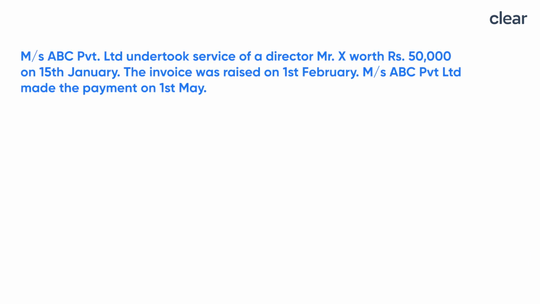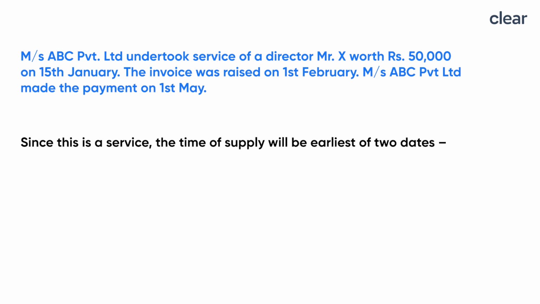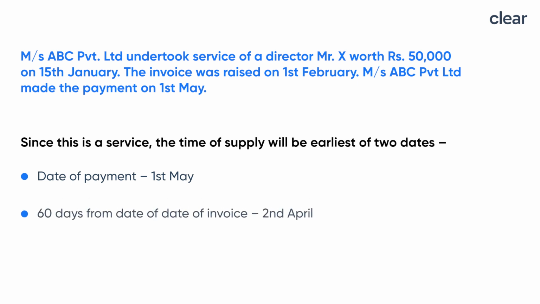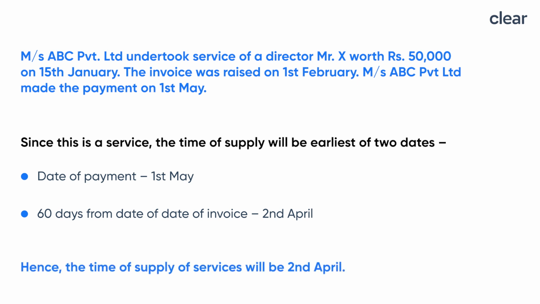Let's understand this with the help of an example. ABC Private Limited undertook the service of a director, Mr. X, worth 50,000 on 15th January. The invoice was raised on 1st February. ABC Private Limited made the payment on 1st May. Since this is a service, the time of supply will be the earliest of two dates. Number 1, date of payment, that is 1st May. Number 2, 60 days from the date of invoice, that is 2nd April. Hence, the time of supply of services here will be 2nd April.